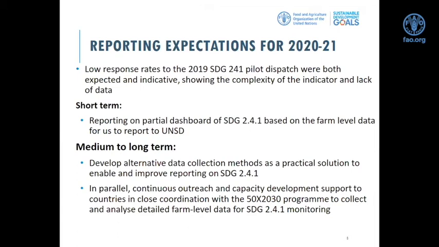Now, as I mentioned in the previous slide, our short-term expectation at FAO is basically that countries will be reporting on the partial dashboard of 2.4.1 based on farm level data. So we don't expect countries to be reporting on all the 11 sub-indicators, okay? So even if you report on one or two, even that is a very good starting point. And then we target those indicators for which maybe methodology is not clear, or for which further capacity development assistance is required, or maybe more data needs to be collected. So we can then prioritize indicators depending on what issues you are facing at the country level, but at least you should start reporting something as far as the 11 sub-indicators are concerned.